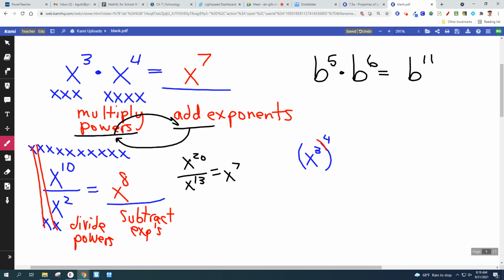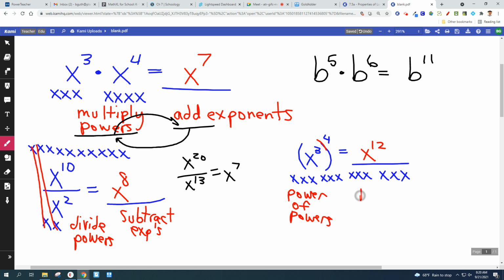But if you think about what x to the third to the fourth means, you've got x to the third four times. X to the third to the fourth looks like that, and there are literally 12 of them now. So when you're looking at a problem like this, you're going to get x to the 12th because we multiply. And so when you've got power of powers, you multiply the exponents.